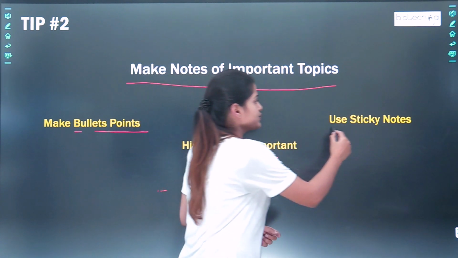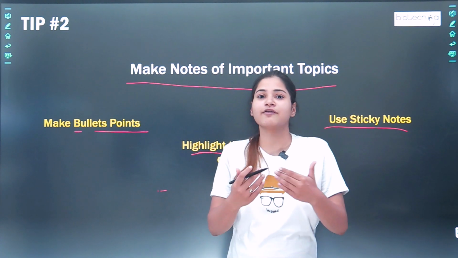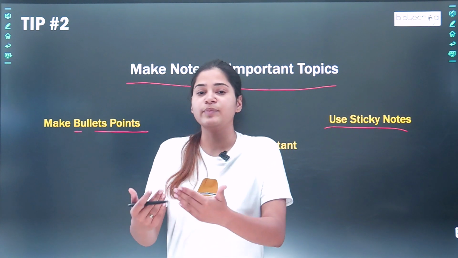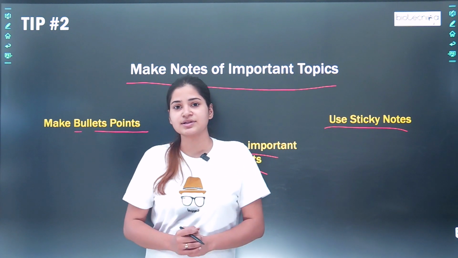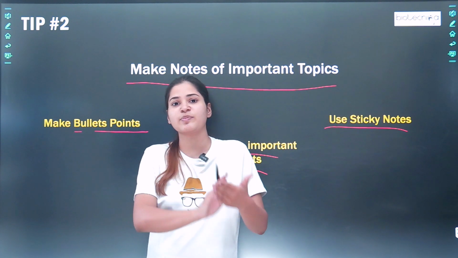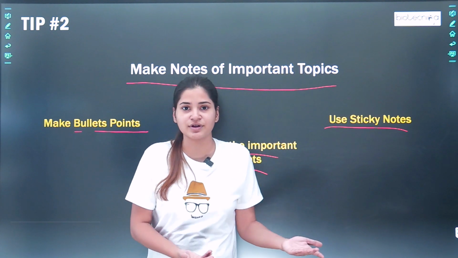The third one is to use sticky notes. Using sticky notes is important because if you have made notes and referred to a book and found many concepts that you need to add to your personalized notes, in that situation you should use sticky notes, so that you can write those concepts and just paste them, because you can't upgrade your notes as you can in a Word file.